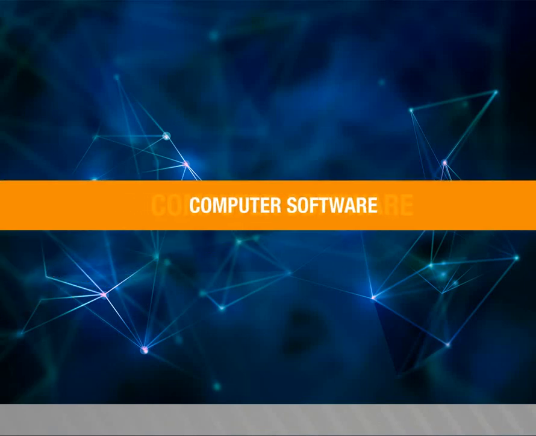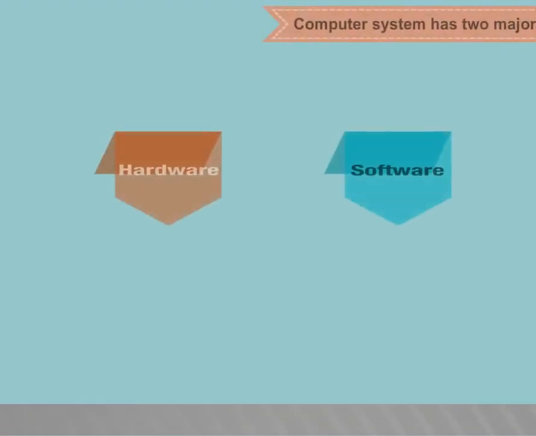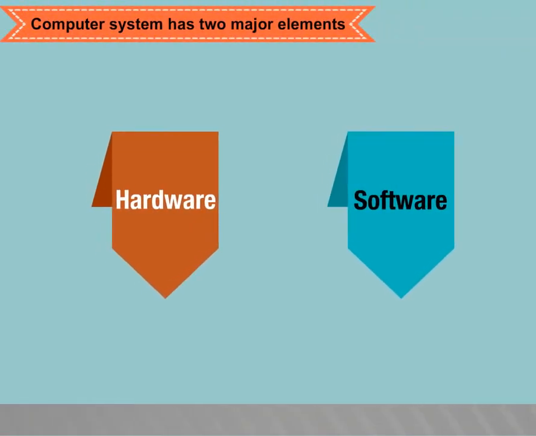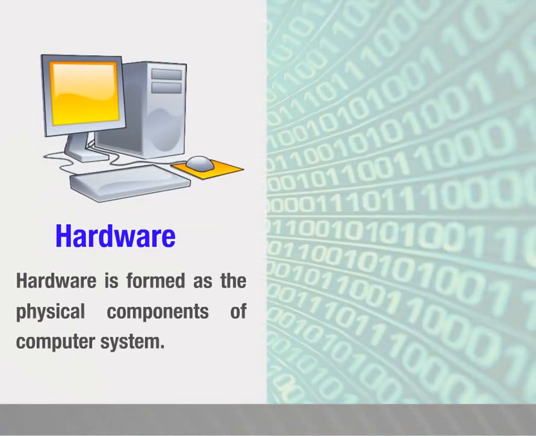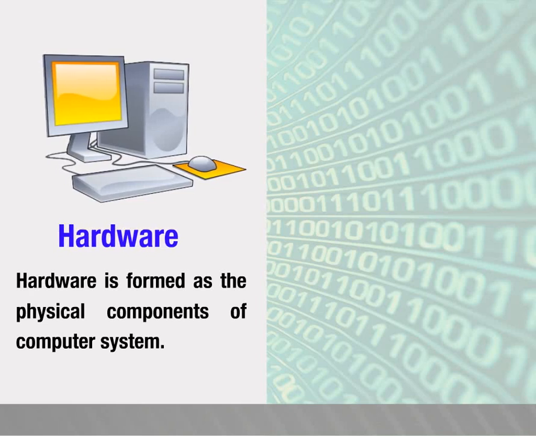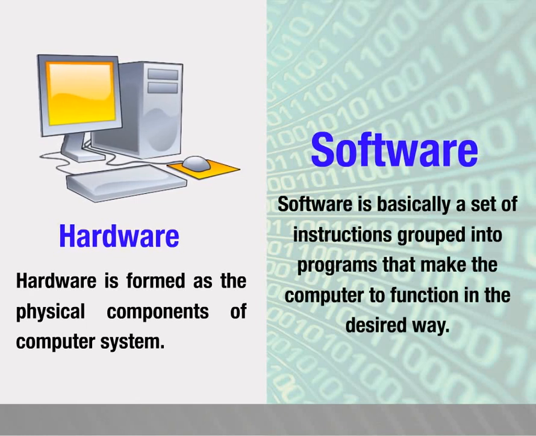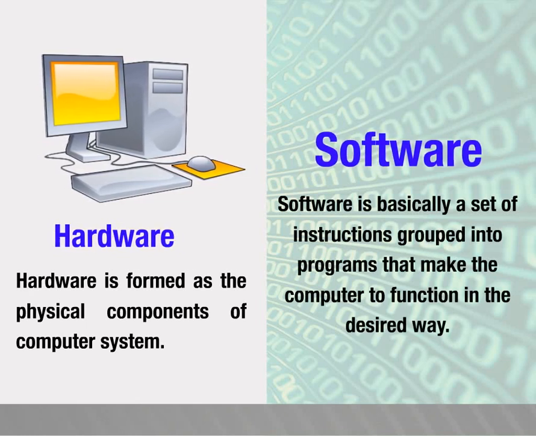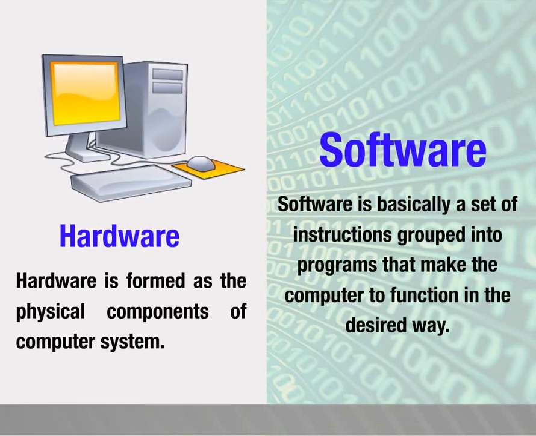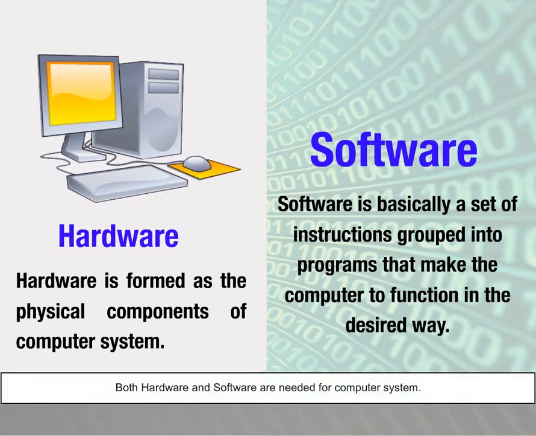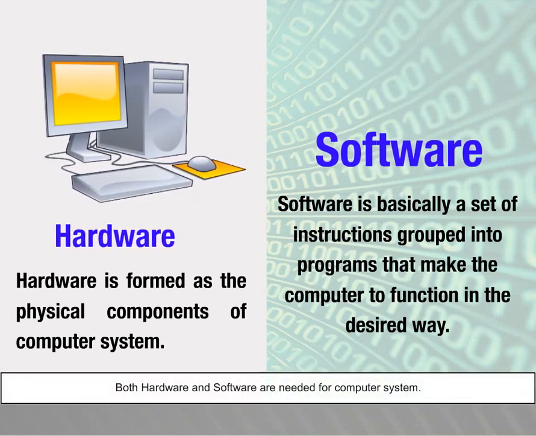Computer software. In this video, we are going to see about computer software. A computer system has two major elements: hardware and software. Hardware is formed as the physical components of a computer system. Software is basically a set of instructions grouped into programs that make the computer function in the desired way. Both hardware and software are needed for a computer system.